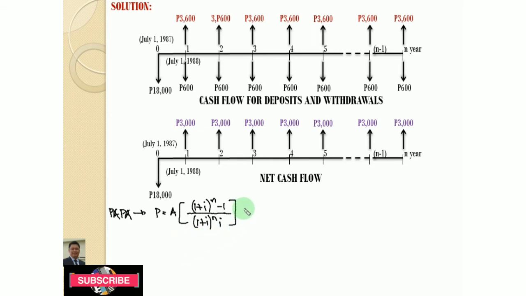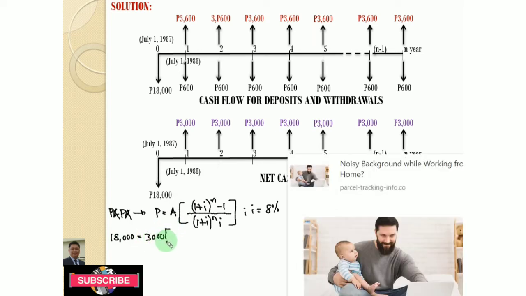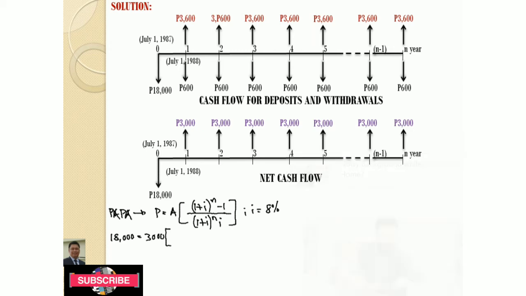And take note that our i is simply equal to 8%, given in the problem. So proceeding, P is 18,000, so 18,000 is equal to the annuity of 3,000 times this quantity here.